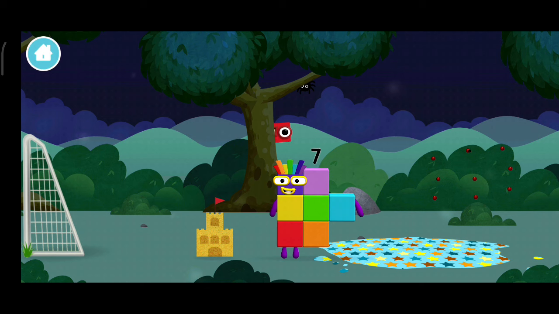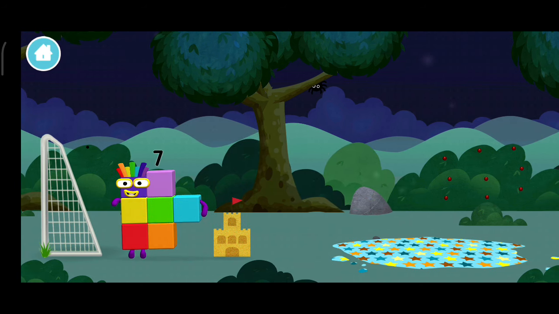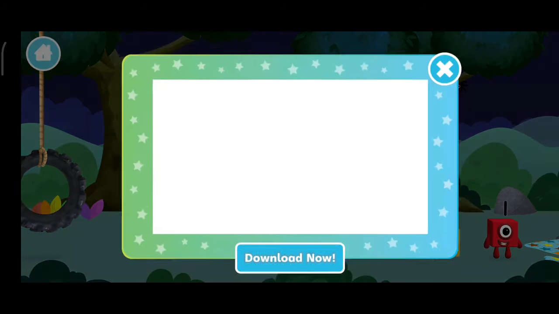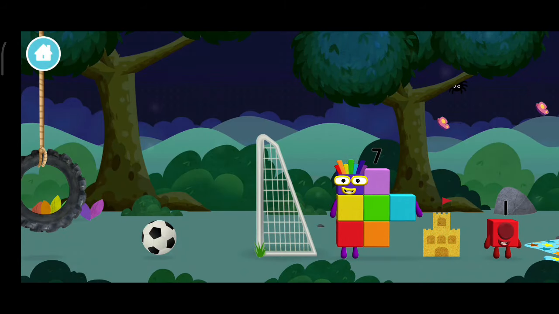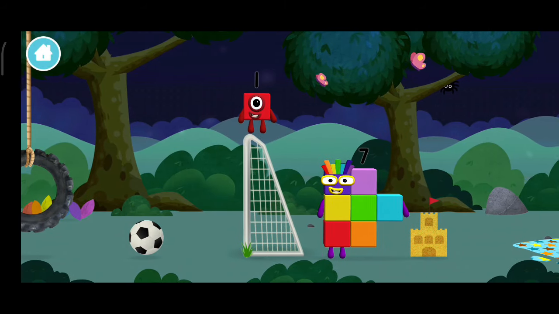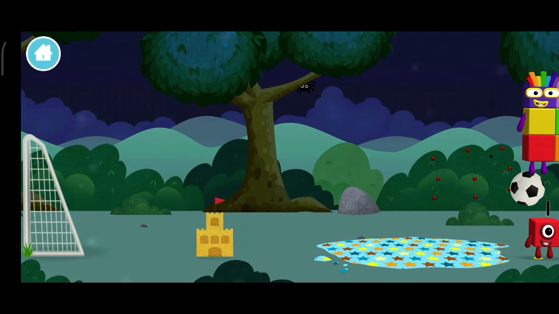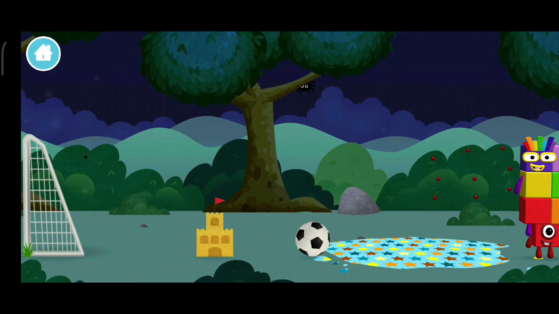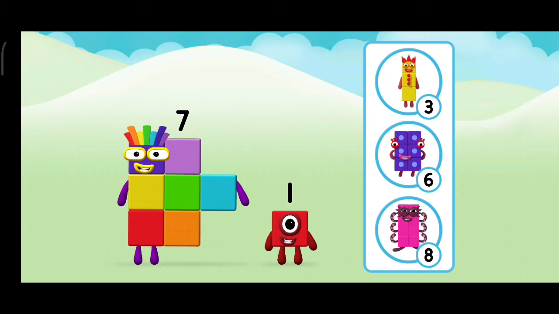You made a new number block. You found a number block. Football. What number block will you make when you add these two number blocks together?